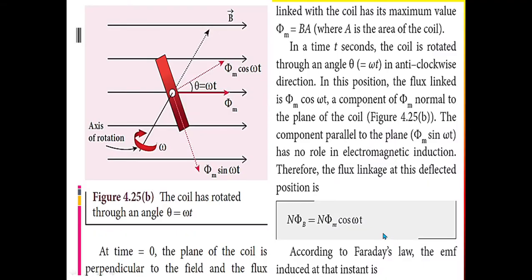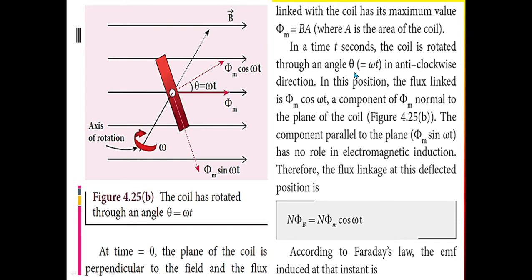What happened? At the time t = 0, the plane of the coil is perpendicular to the field and the flux linked with the coil, the flux meaning the number of magnetic lines of force passing through the given area, has its maximum value φ_m = BA, where A is the area of the coil. In a time t seconds, the coil is rotated through an angle θ = ωt in the anti-clockwise direction.